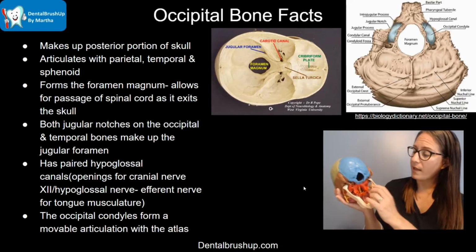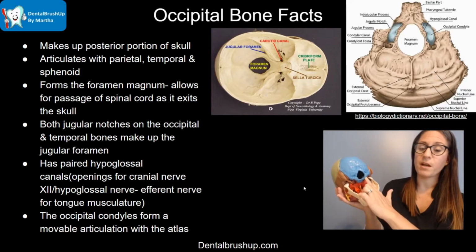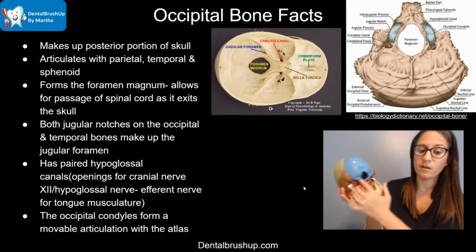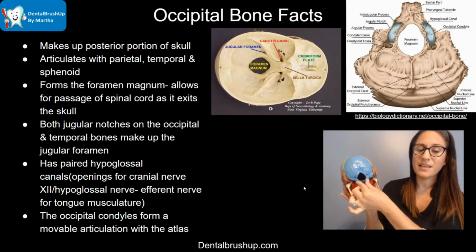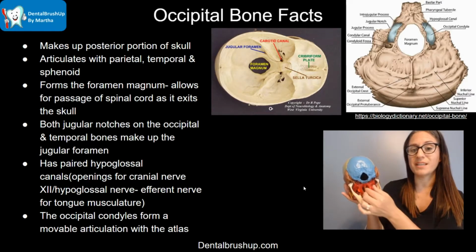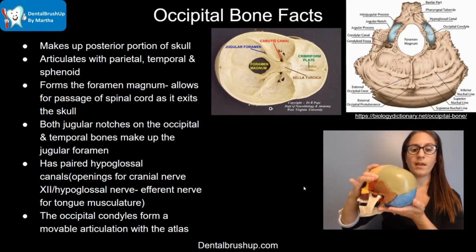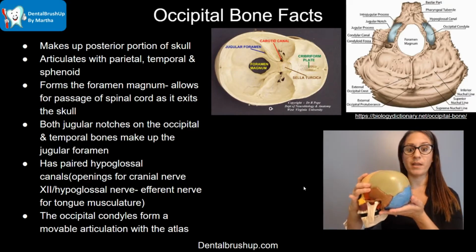And it also has two occipital condyles, which are located in this lower portion here of the skull. And these form a movable articulation with the atlas. So that way you get some articulation that way as well.